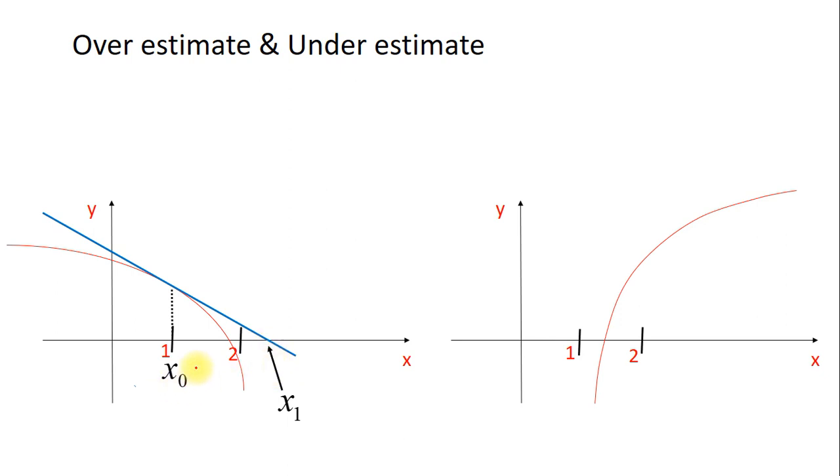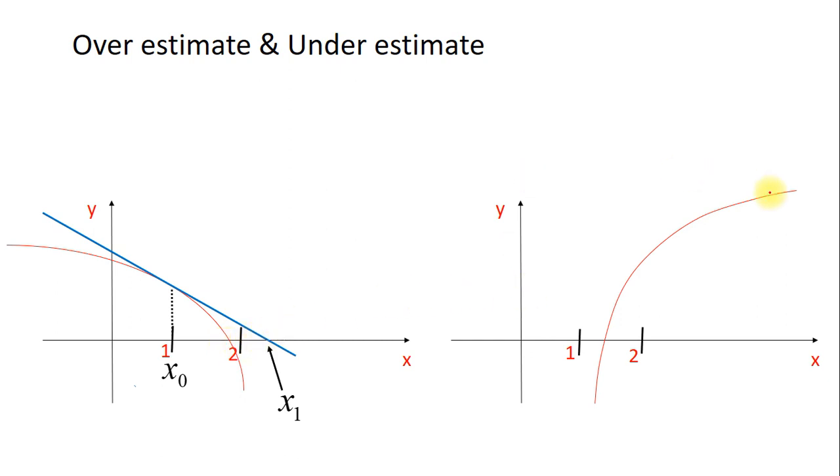Alright? Can you see here the initial approximation x0 here will give you the first approximation here, which is bigger than the root. The root is here. x1 is much bigger than the root. This is what we call overestimate. So in this situation, your Newton Raphson method will overestimate.